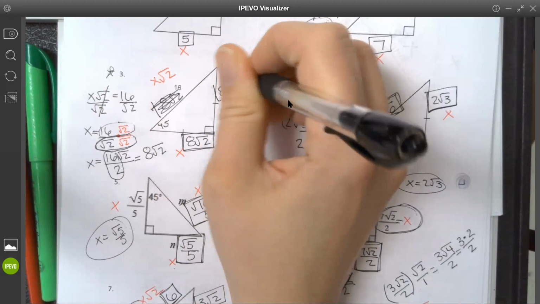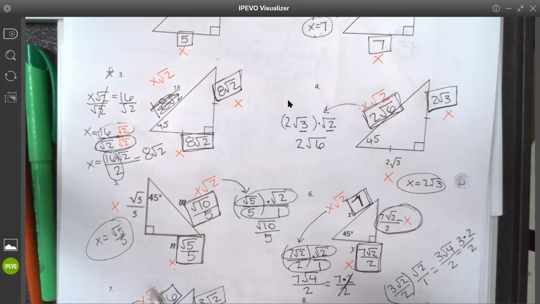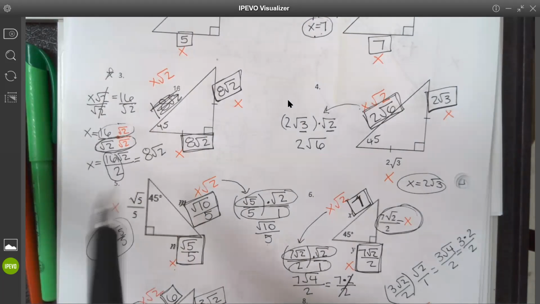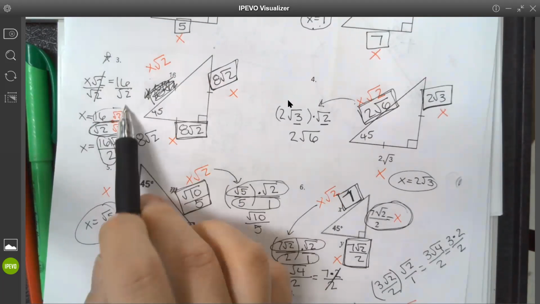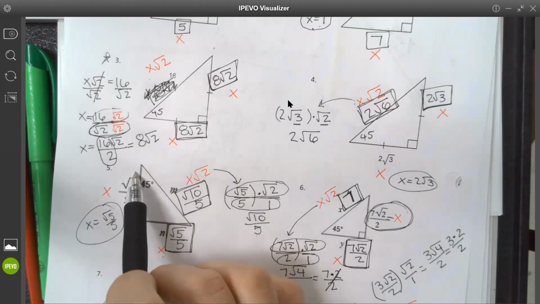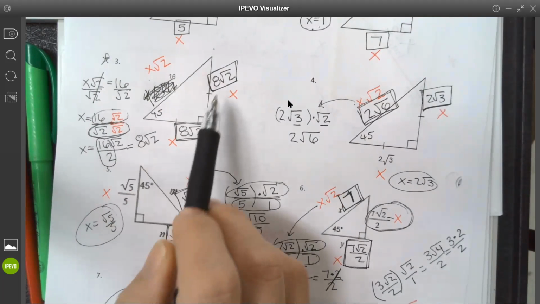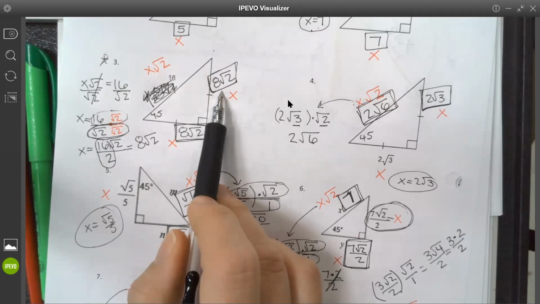And I plug that in. Okay, so if I'm given the x rad 2 sides, sometimes it's really a mess to try to get x and then plug that in for your other sides.